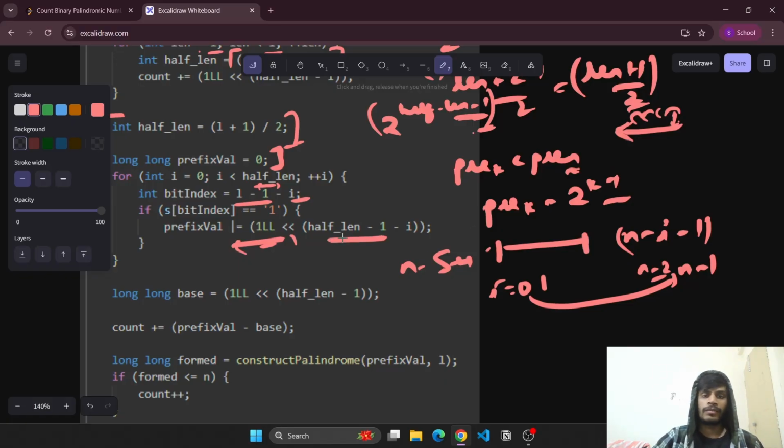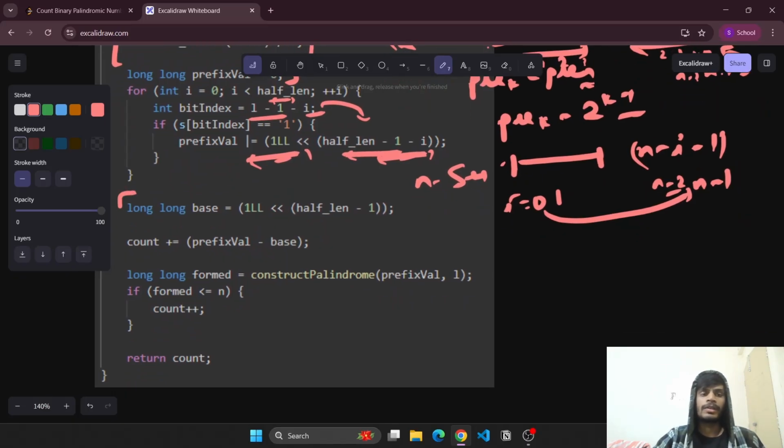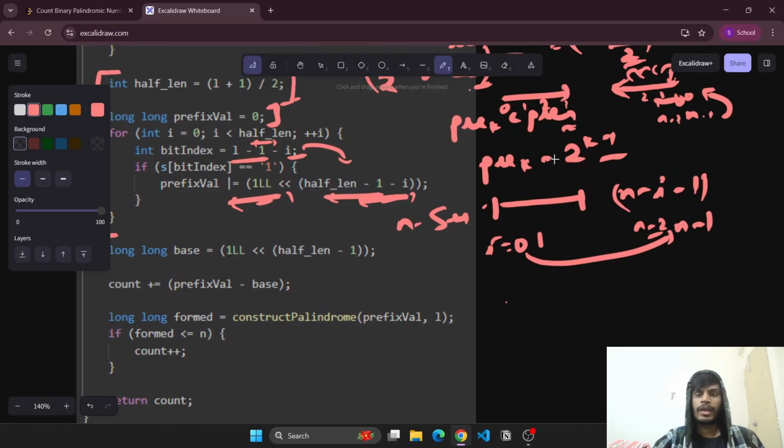So hence we'll be setting that particular bit, and it will be in the form of 0 1, it will not be in the form of 0 1 2. Since we had 0 1 2, it will be n minus 1, n minus 2, and so on. Hence we need to convert it, so that we convert this half length to this form. Now once we have this ready, what we need to do here is find out the base, which will be what, 2 to the power k minus 1. So the base will be simply one left shift to the half length, which is 2 to the power half length minus 1. Now the number of palindromes in the range will be the difference of these two values.